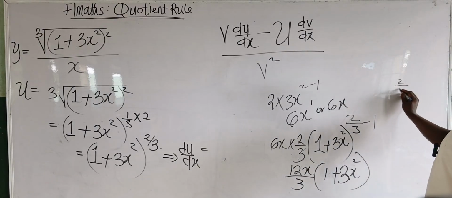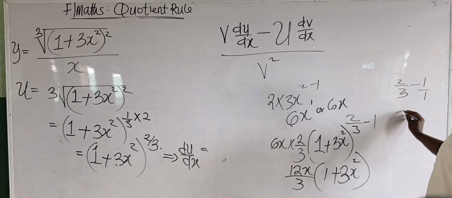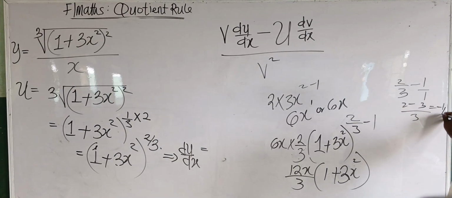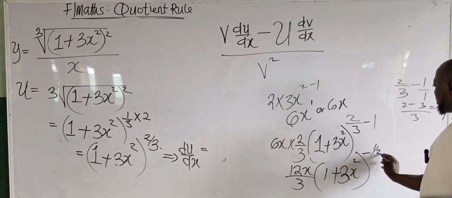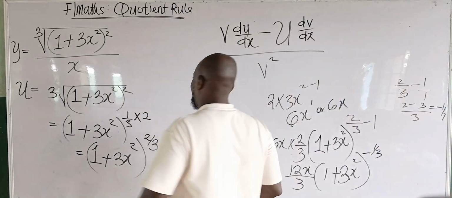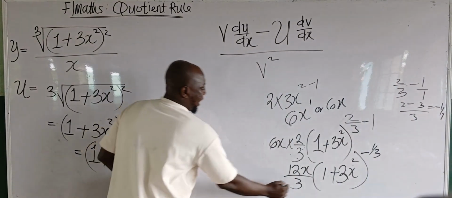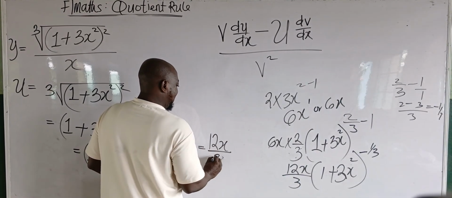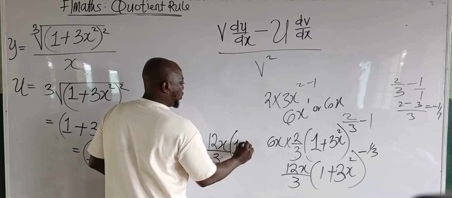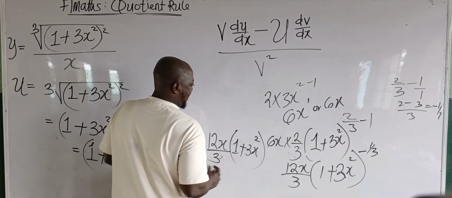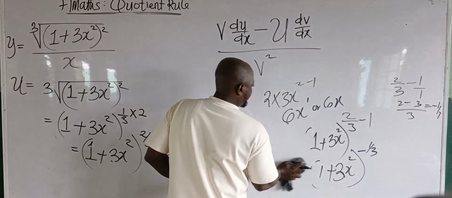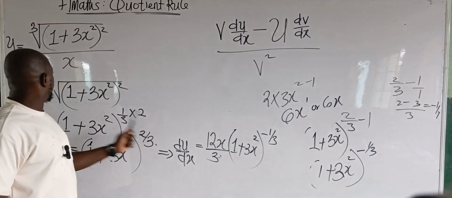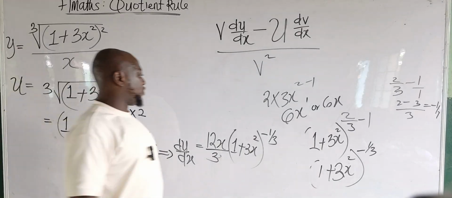Now let's find the power of this one. Let's find the LCM. The LCM is 3. That will give us 2 over 3 here, minus 1, which gives us minus 1 over 3. So everything here becomes 12x over 3, then into the bracket 1 plus 3x squared, raised to the power of minus 1 over 3. So this is for my du over dx, and that's what I've gotten there.